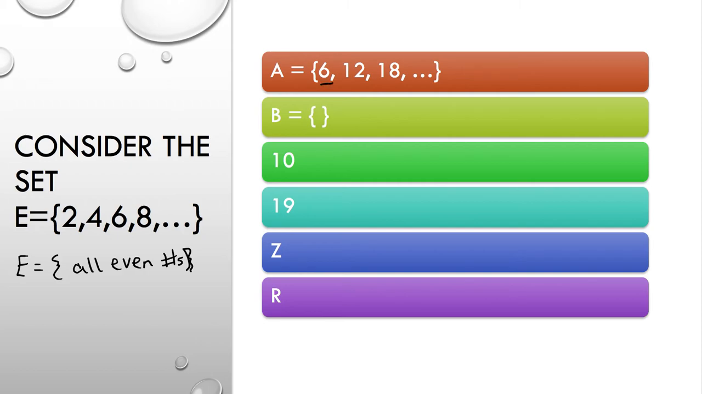Is 6 going to be in set E? Well, yes, we can actually see that one right here. Okay, what about 12? Is 12 going to be in that set? Remembering that set E is all the even numbers and 12 is even, so yes, it would be there. What about 18? 18 would also be in set E because it's an even number. So what we have here is a subset of set E. So I'm going to write it this way. I'm going to say that A is a subset of E.